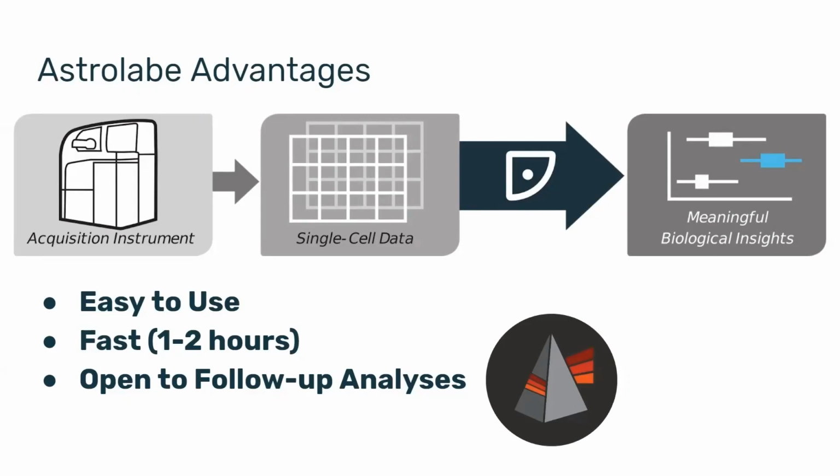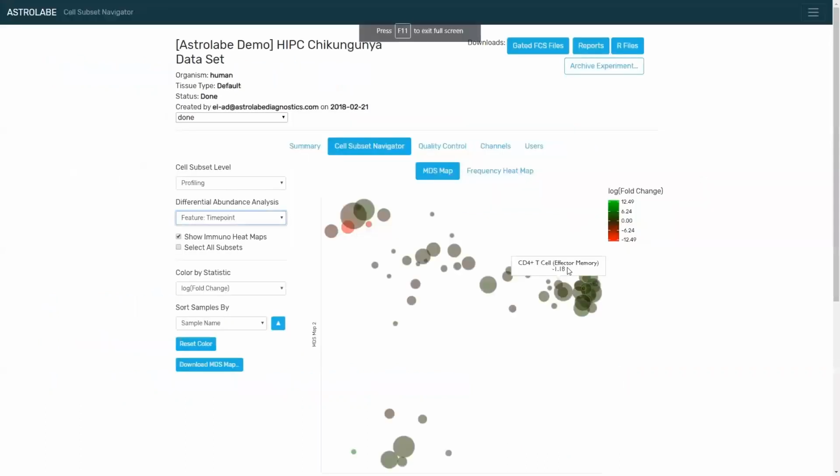So let's talk about getting the Astrolabe data into FlowJo. And the starting point for that is within Astrolabe, you have all these different buttons, and these let you download the Astrolabe analysis in various formats, such as R files, such as spreadsheets and PDFs, and finally, these gated FCS files.